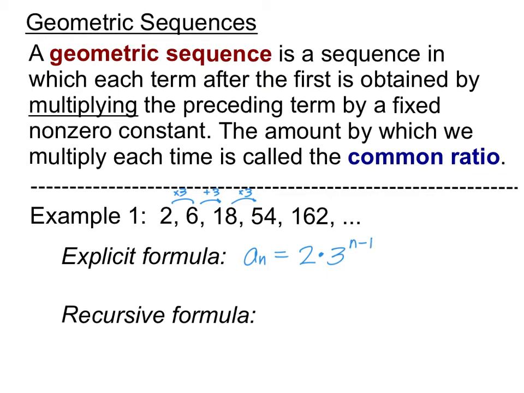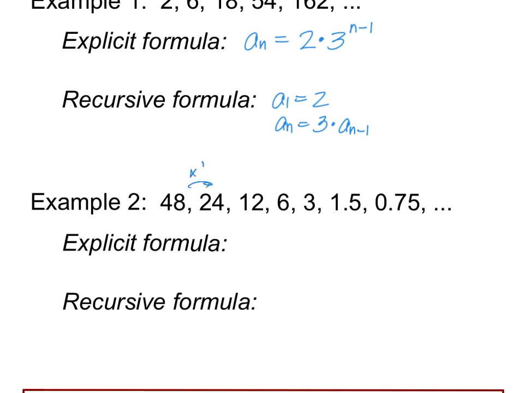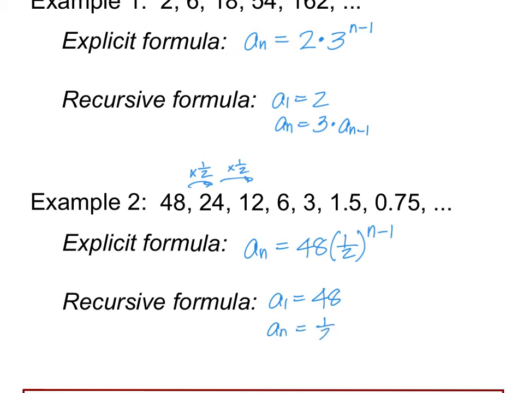Okay? The recursive formula is a sub 1 equals 2, and a sub n will be 3 times the previous term, which is a sub n minus 1. Okay? This one, the common ratio is 1/2. So the explicit formula is a sub n equals the first term times 1/2 raised to the n minus 1 power. The recursive formula is write the first term, and then all subsequent terms are 1/2 times the previous term.